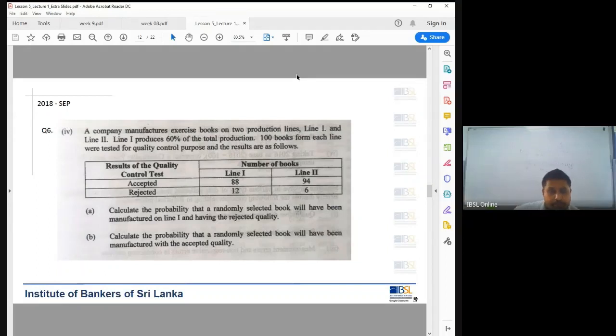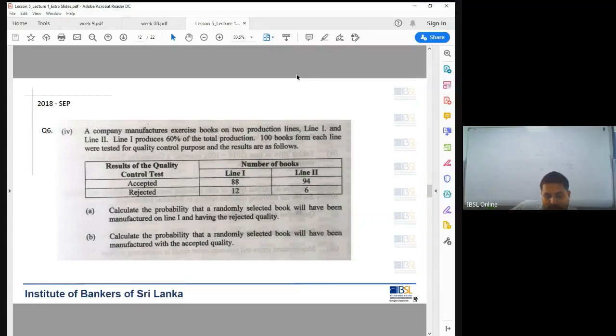A company manufactures exercise books on 2 production lines, line 1 and line 2. Line 1 produces 60% of the total production. 100 books from each line were tested for quality control purpose, and the results are as follows. And they have given the table. Line 1, if you take 100, now this nicely tallies up to 100 books itself. 88 are accepted and 12 are rejected. From line 2, 94 are accepted and 6 are rejected. So at a glimpse, line 2 seems to be more accurate compared to line 1.